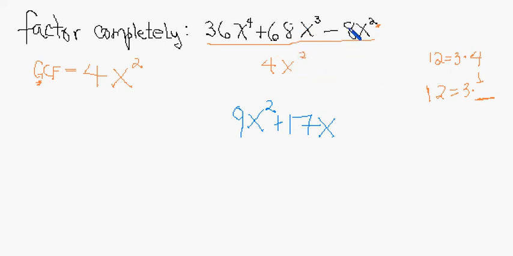Now, we have a negative 8x squared divided by 4x squared. Well, negative 8 divided by 4 is negative 2. And x squared divided by x squared is 1. So because it's 1, we don't really have to write that 1 next to it. Well, this is the second factor. So let me write second factor.